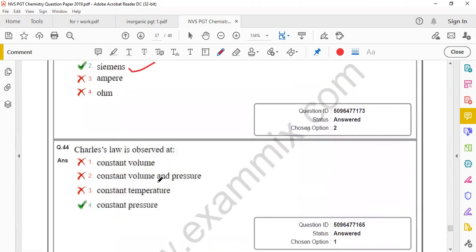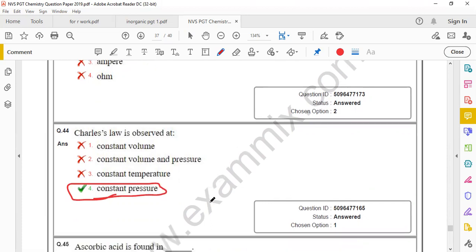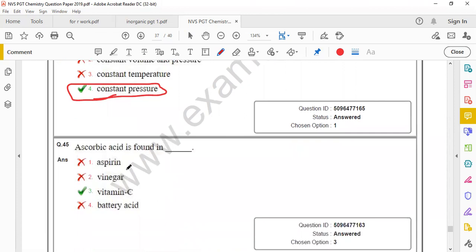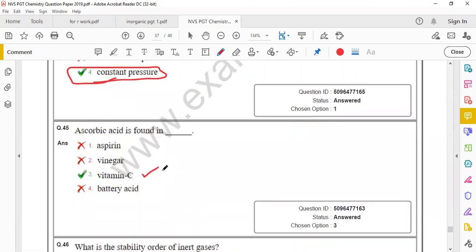What is the unit of conductance? Siemens. Next question is, Charles' law is observed at constant pressure, right? At constant pressure, Charles' law is observed, and Boyle's law is observed at constant temperature. Ascorbic acid is vitamin C.